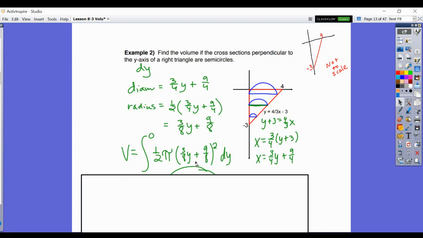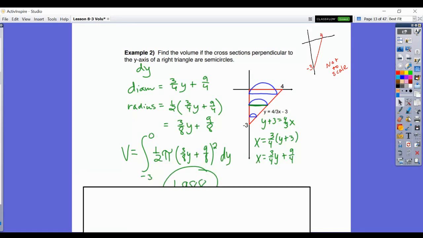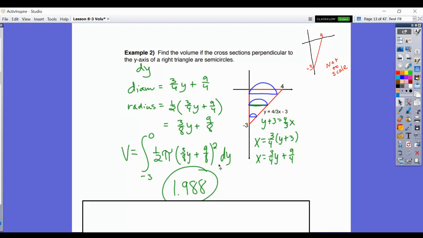Then you integrate that. Where are we integrating it from? From 0 to -3 would give you a negative answer, so they just went from -3 to 0. If you did it from 0 to -3, you would just put a negative and make that a positive. We've got volume. It's going to be a positive answer for volume. And there are no units on this, so don't worry about your units.